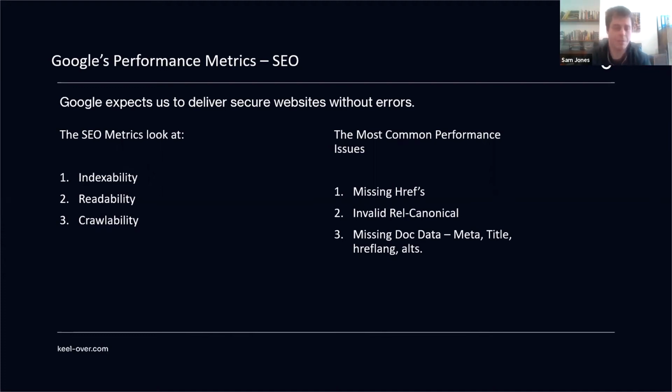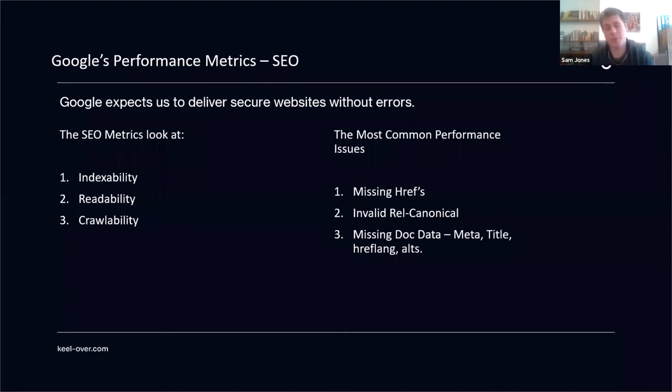Second is invalid rel canonicals. These are the most misused thing in SEO, probably. It's making sure you've got either your self-referentials or your actual correct canonical tags from page to page, so that Google understands how these pages sit with each other.